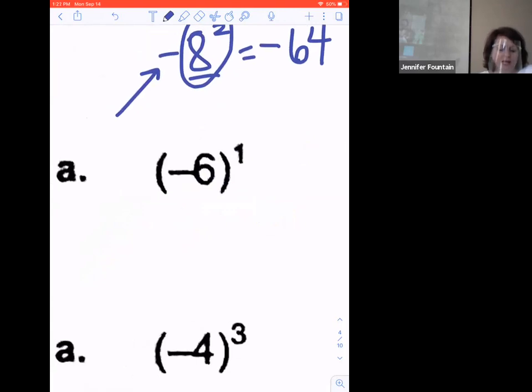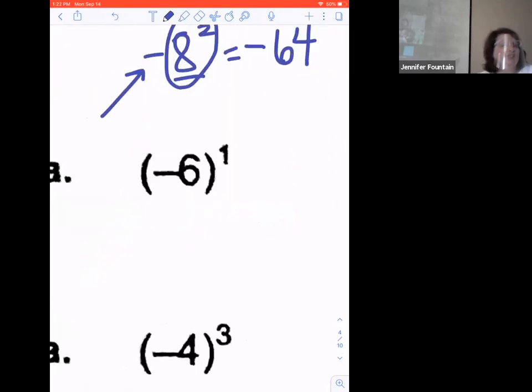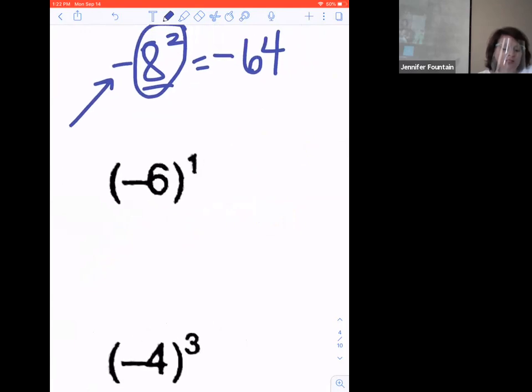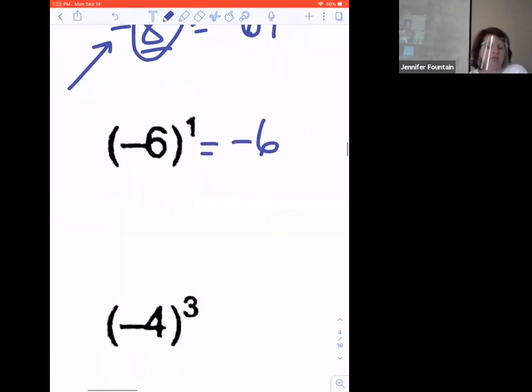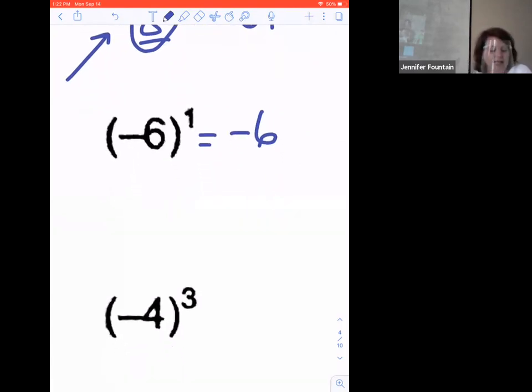But let's take a look at this next one. Let's look at 2A. I have -6 to the first power. So this means I'm just going to have -6 times itself only one time. So that's going to be -6. So -6 to the first power. Anything to the first power is itself. Okay, so remember that if I have anything to the first power, it's just going to be whatever the number is. And since it is negative, it's going to stay negative.